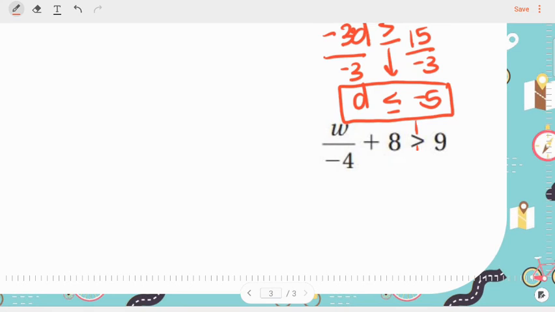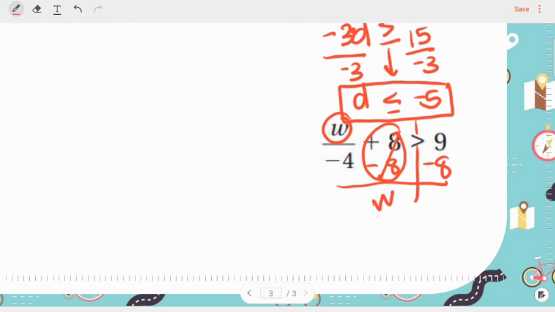All right, let's check it. So I want to solve for w. I need to get rid of negative 4 and 8. 8 is further away. It says plus 8, so I'm going to do the opposite. So these make 0. If I do it to one side, I'm going to do it to the other. So that cancels out, and I'm left with w over negative 4 is greater than 9 minus 8, which is 1.